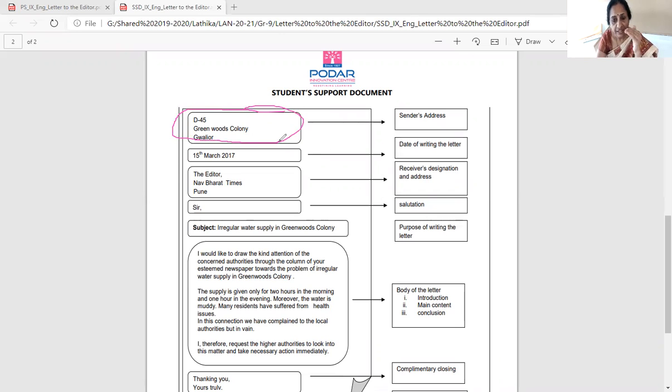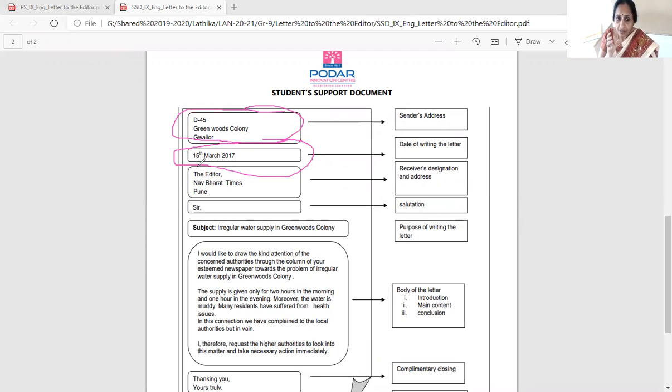Next, we will leave a line and write the date on which you are going to write this letter. You are writing on which date, that date has to be written. And even when you write the date, there is a particular format of writing the date. You will write it in this order. Next, to whom are you writing? The receiver's designation and address.